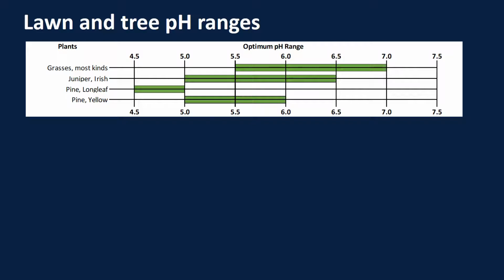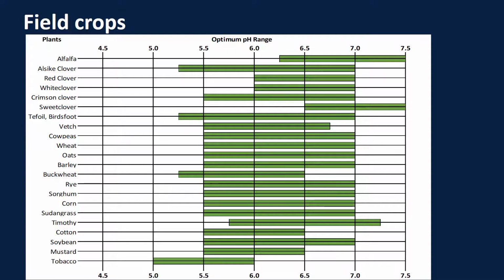If we want to look at this next one, we're going to look at the field crops that tend to grow. And here we can kind of look down here and see some general trends. Again, that 6 to 7 range, most crops fall in there at some point. However, there's a few that tend to like a little bit lower pH, a little bit higher. Here we can see that alfalfa, as well as sweet clover, they tend to like the area over here in that higher, even going up to that 7.5 range.